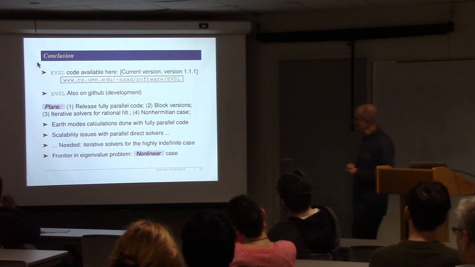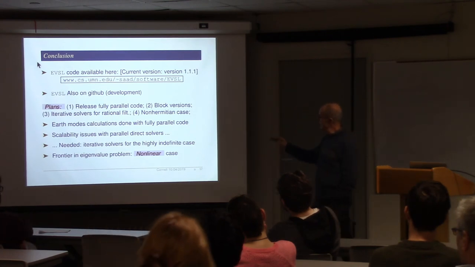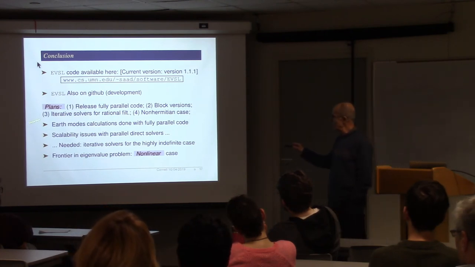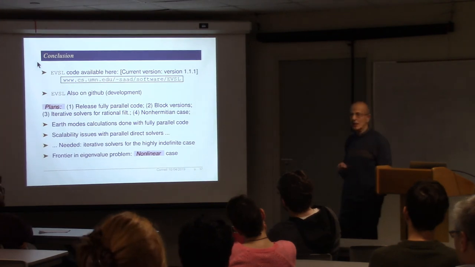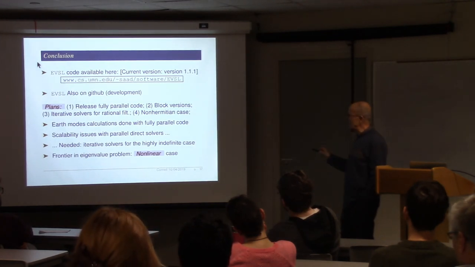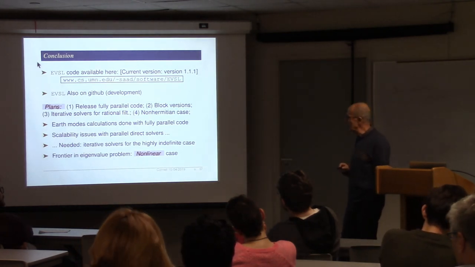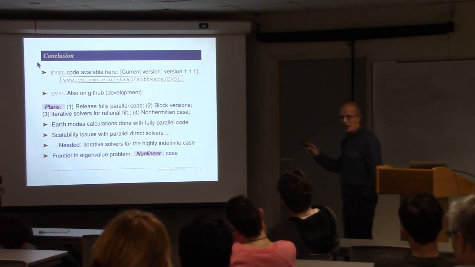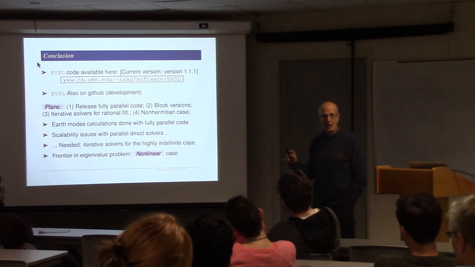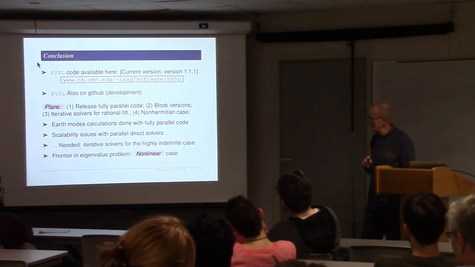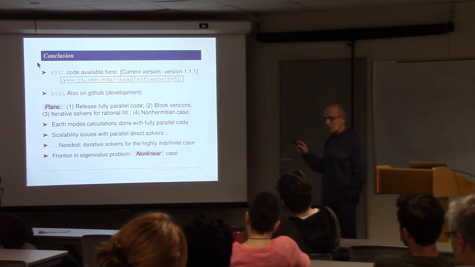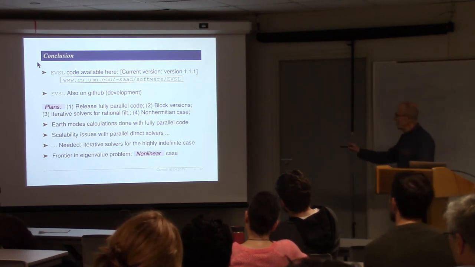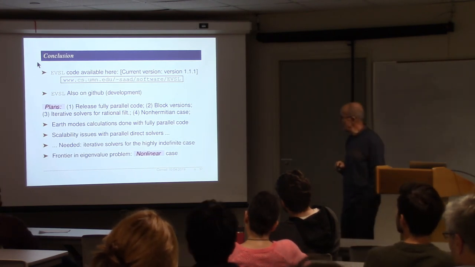So, conclusion. We have a code that's available if you want to take a look. The plan is to release the parallel code very soon. We would like to get block versions because they're important to some applications. I don't know how much of this we will do for the complex case. It's going to be much more challenging. I don't know how to do polynomial filtering for complex problems, so we can do a rational filter, that's a limitation.